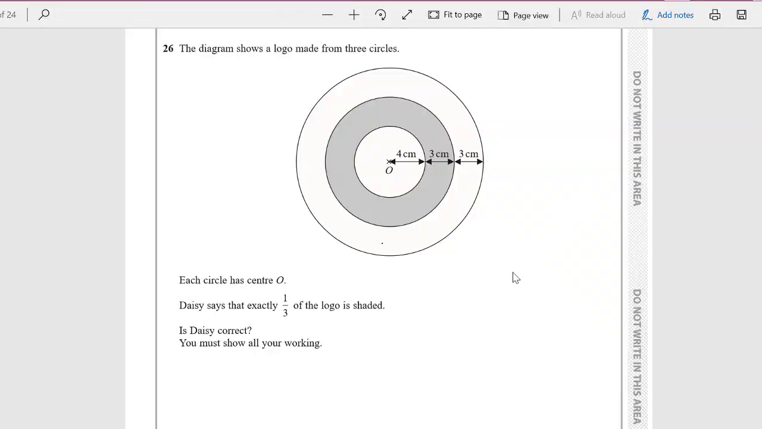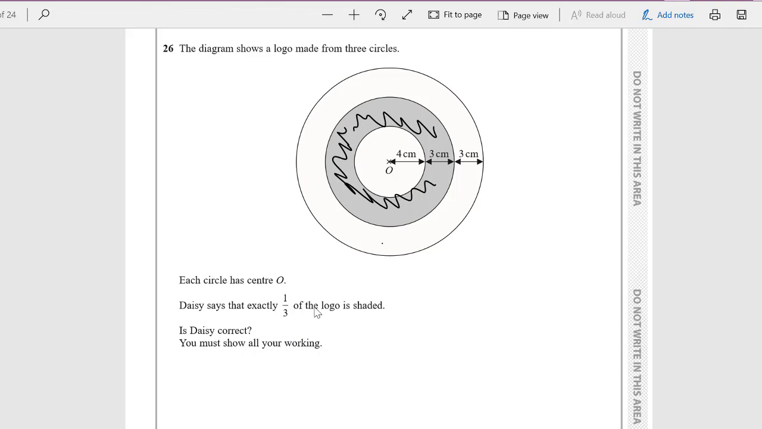Okay, question 26. The question says the diagram shows a logo made from 3 circles, and you can see we've got 1 circle here, another one there, and another one there. Each circle has a center O, or origin, and Daisy says that exactly 1/3 of the logo is shaded. So you can see that this is shaded. Is Daisy correct? You must show all your working out.